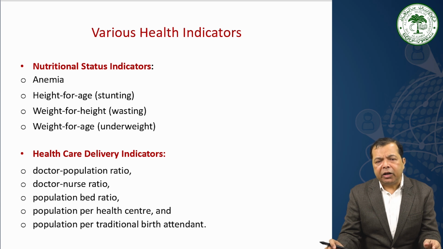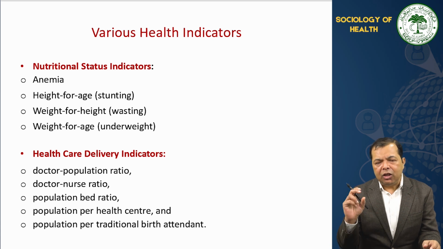Then there are other indicators like nutritional status indicators. We talked about it in the previous lecture also. There are many nutritional status indicators, but I have mentioned here four. One is anemia, known to all of us. Then height for age, weight for height, and weight for age. Let me briefly make you understand.